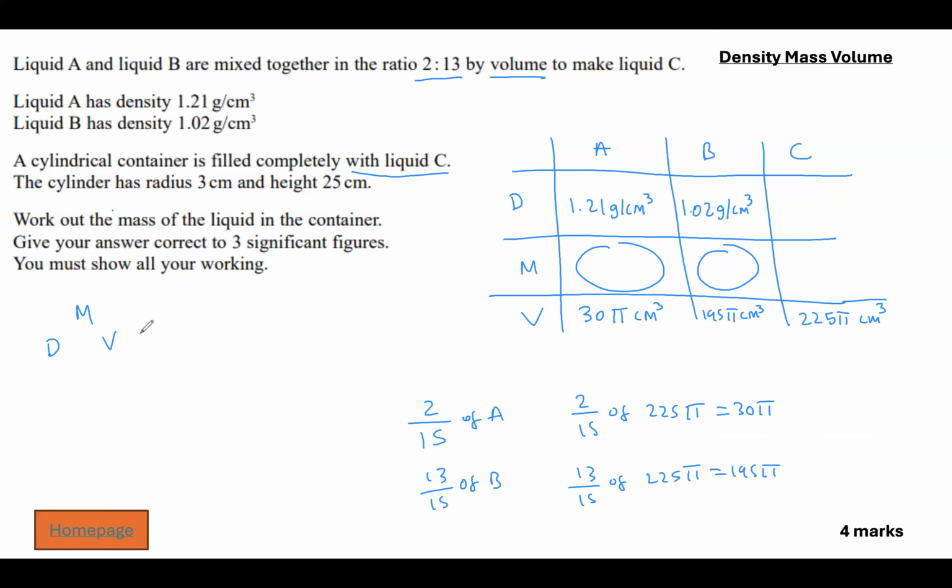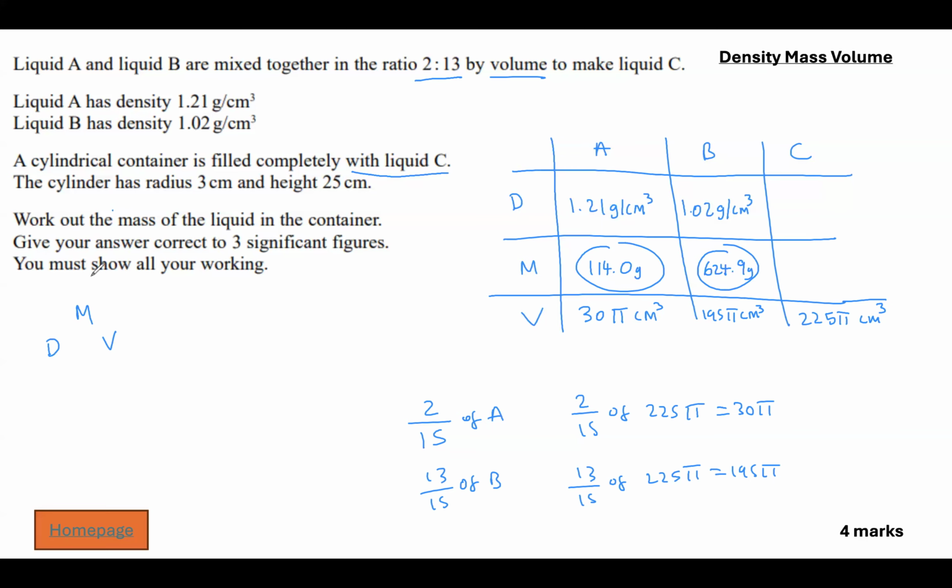So we've got 30 pi multiplied by 1.21. That gives us 114.0 to 1 decimal place. And likewise over here, if I do 195 pi multiplied by 1.02, that will give us 624.9. So 624.9 grams and grams over here.